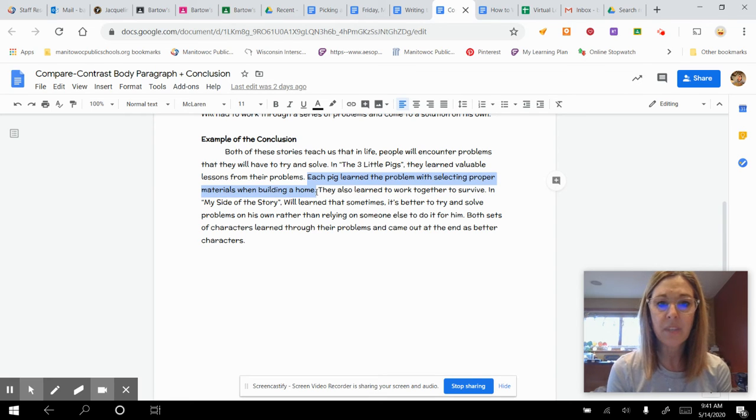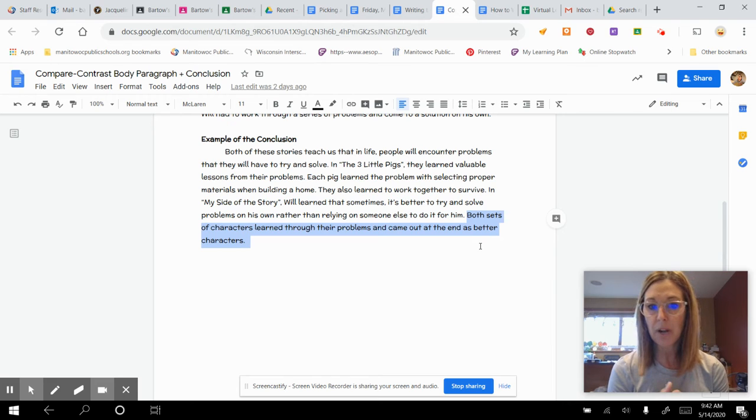I need to fix that. They also learned to work together to survive. Okay, so that's what the pigs learned. Now I'm going to talk about my side of the story. In my side of the story, we'll learn that sometimes it's better to try and solve problems on his own rather than relying on someone else to do it for him. Right? That was a big lesson. Here's my wrap-up: both sets of characters learned through their problems and came out at the end as better characters. And so that's the basis for today.